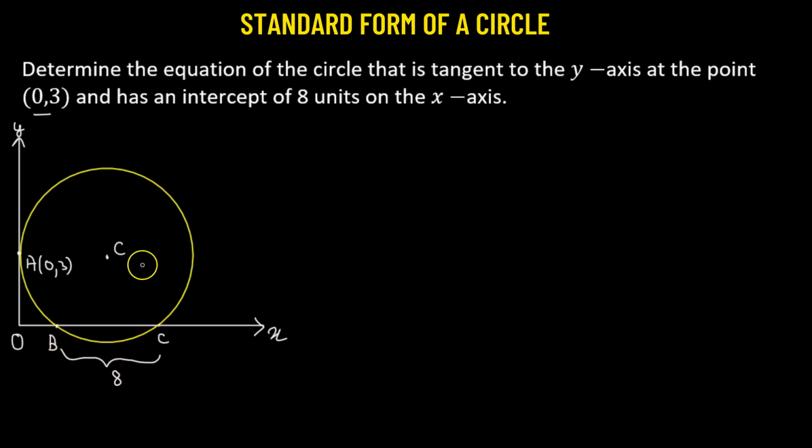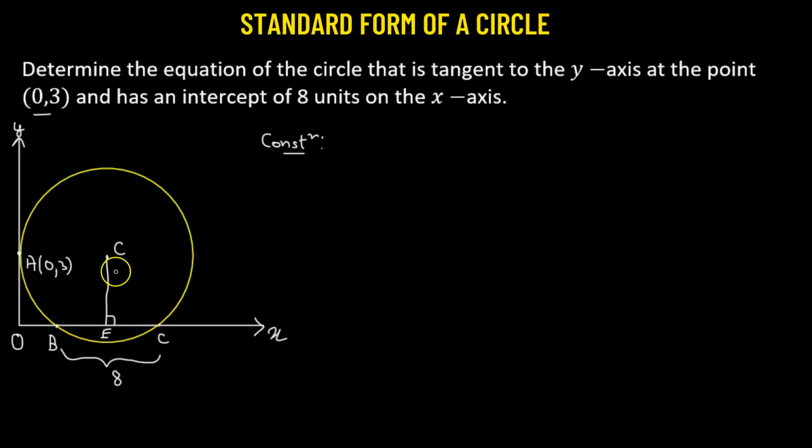Now using this information, we need to determine the equation of the circle. Before finding the equation of a circle, we need key information: one being the coordinate of the center C, as well as the radius of the circle. So let's try to find it out. We will begin by first constructing a few perpendiculars here. From the center C of the circle, we're going to drop a perpendicular on the line BC, or on the x-axis. Now let's call it the point E.